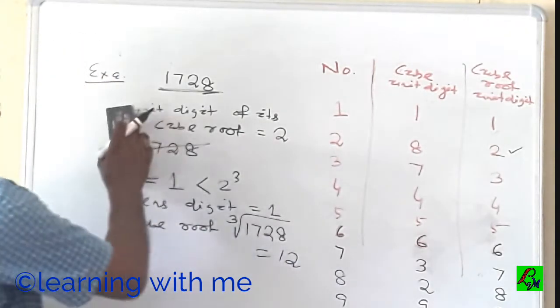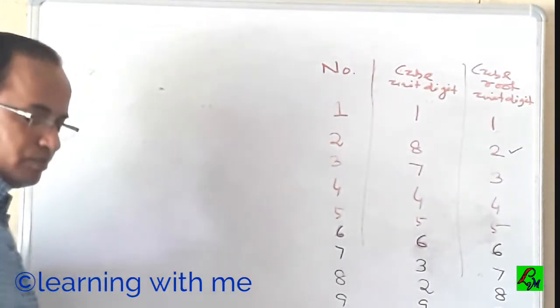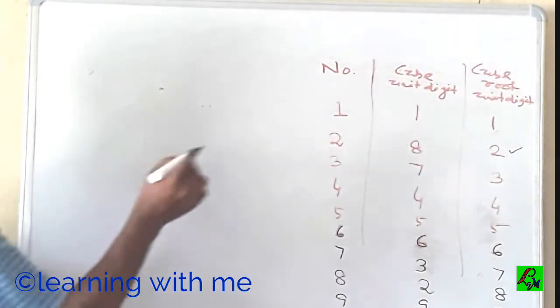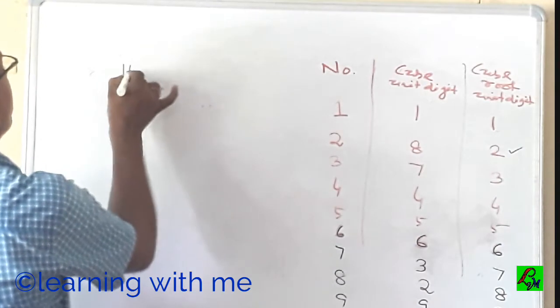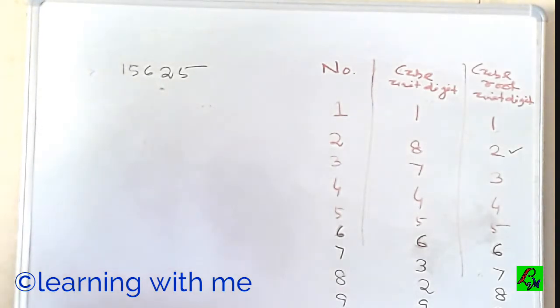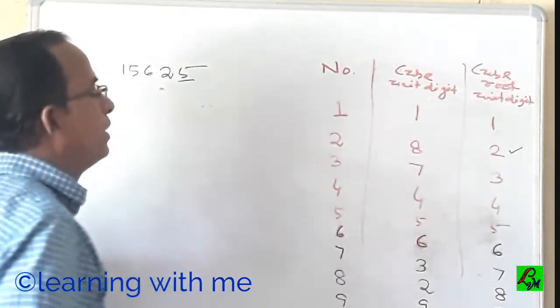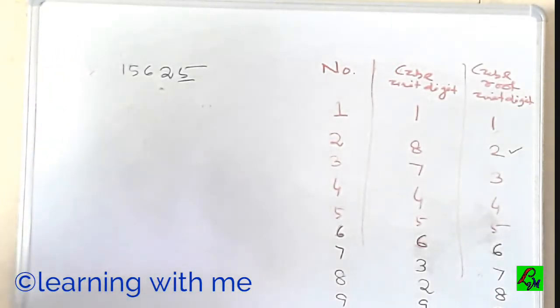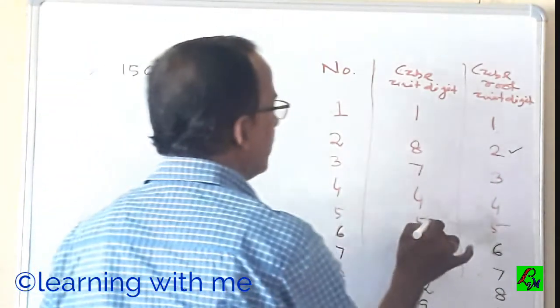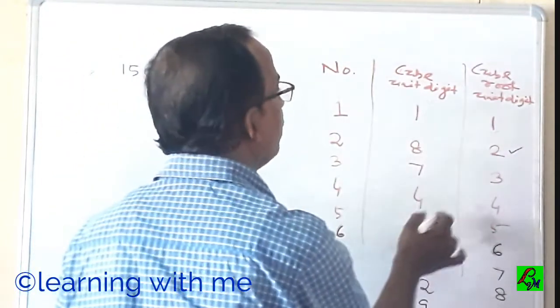Similarly, take another example, 15625. It is also a perfect cube number, and its unit digit is 5. If the unit digit of a perfect cube is 5, its cube root unit digit is also 5.